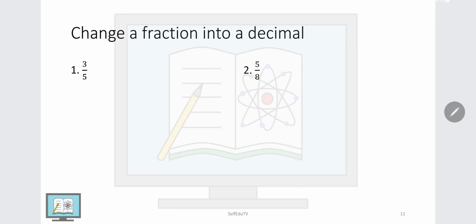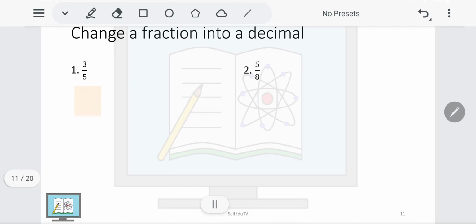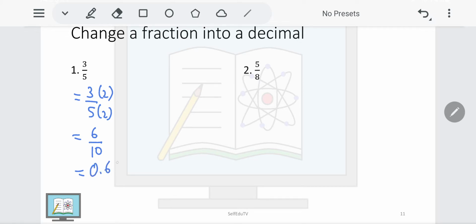So how to change a fraction into a decimal? Try to recall. There are two ways actually. So first way will be we make the denominator to be 10, 100 or 1000. So let's change to 10. 6 over 10. Then obviously it's 0.6. Or you can just divide. So 5 over 8 means 5 divided by 8. Then this will be the answer.